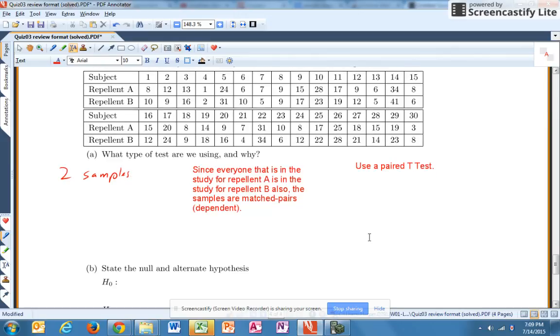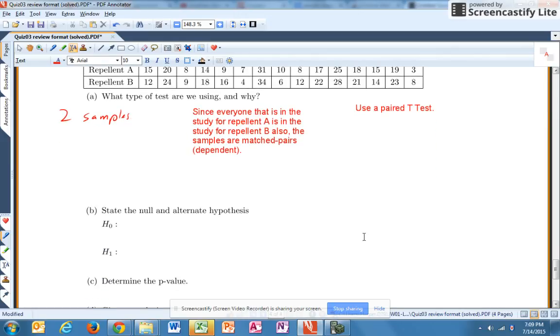Okay. So now, what's the null and alternate hypothesis? For a paired t-test, the null hypothesis in general is always no change, no difference, or no effect. In this case, it would be there's no difference between the two samples. So the mean for repellent A is equal to the mean for repellent B, the mean number of bites.